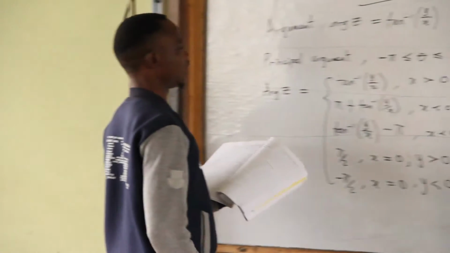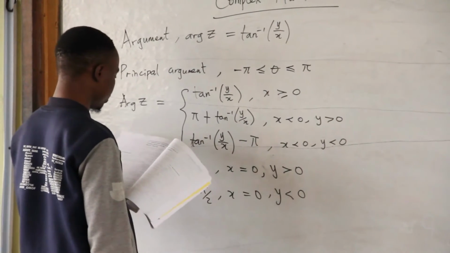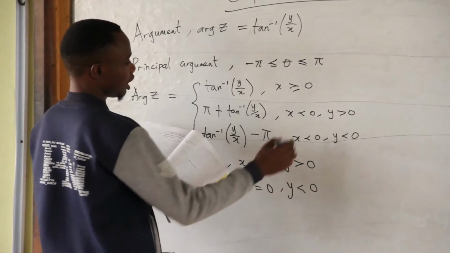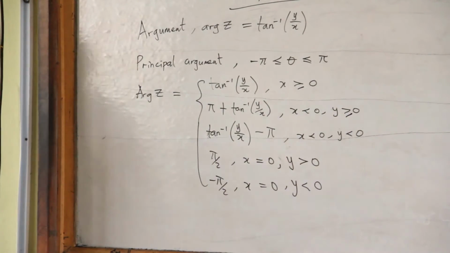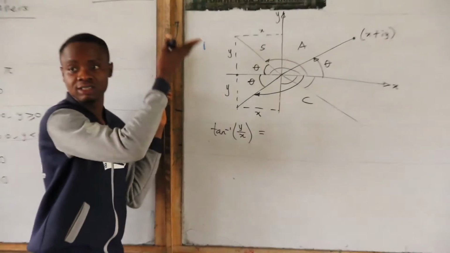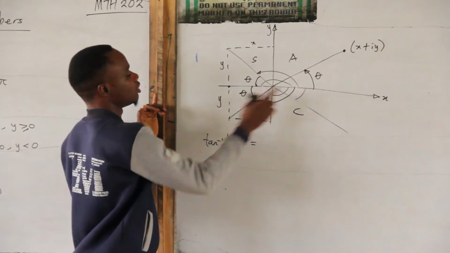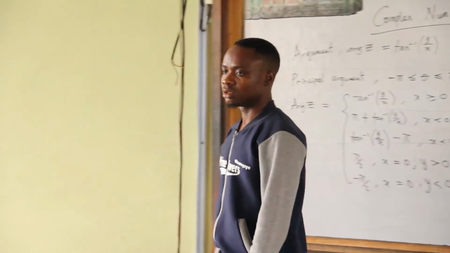Alright, so let's see. X is greater than or equal to 0. This is y greater than or equal to 0. For those in the first quadrant and second quadrant, it will be positive. And for those in the third quadrant and fourth quadrant, it will be negative. Do you understand that?